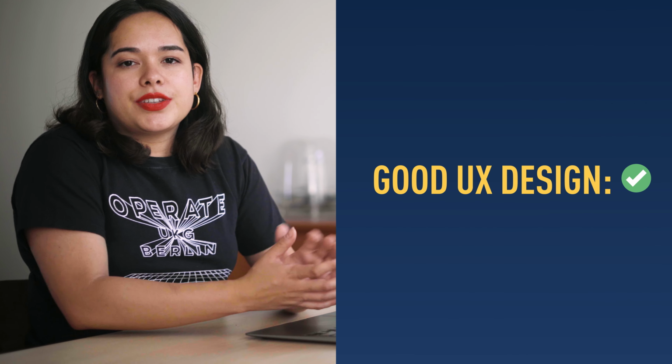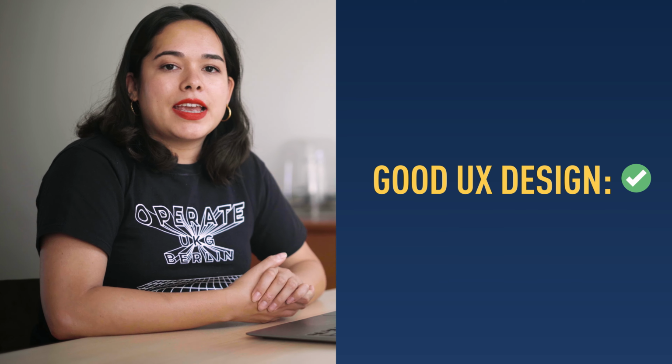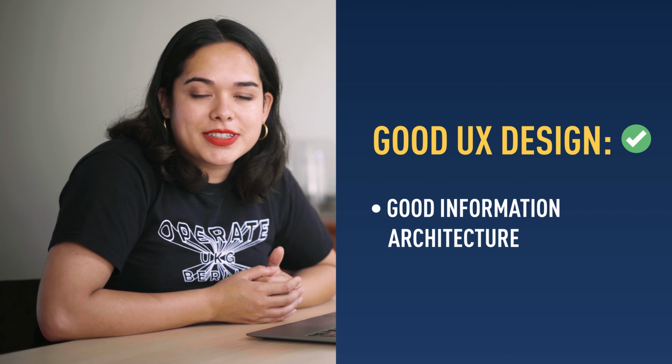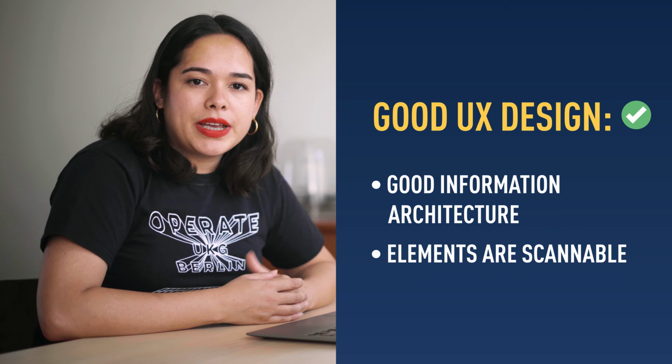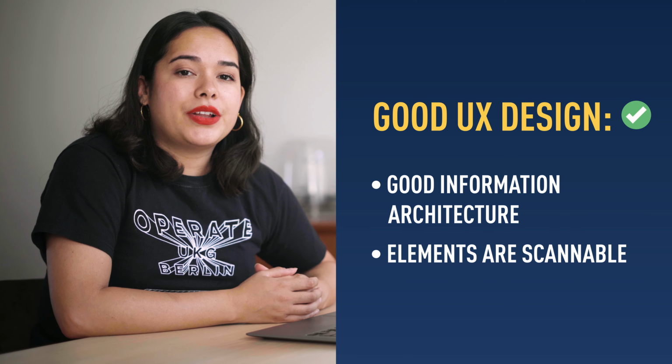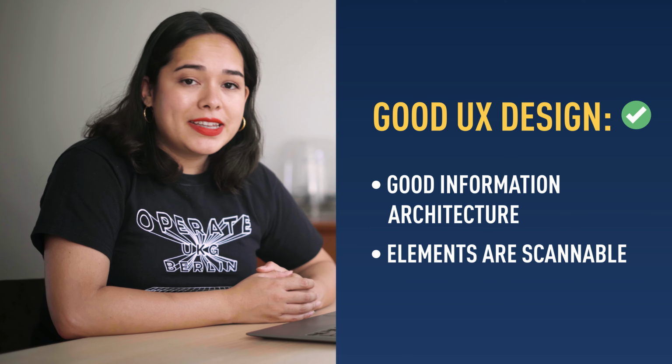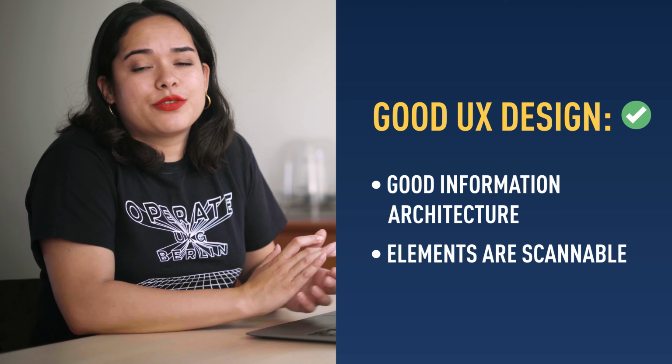So the main takeaway of this is good UX design happens when there is a good information architecture, when the elements on the page make sense, when the elements on the page help people to scan the information fast and find the information they're looking for fast. And if you want to know more about information architecture, we actually did a video on this where we do a deep dive on information architecture. So you can click here and then you'll find that video as well.